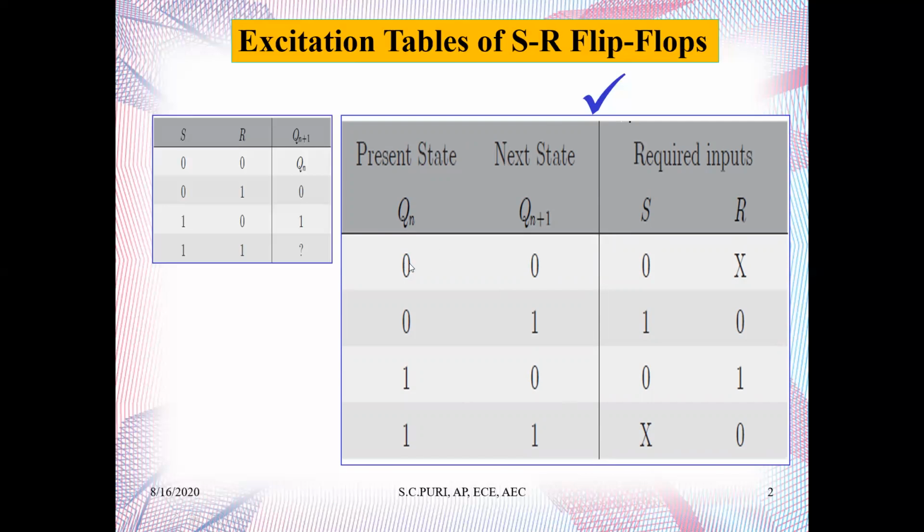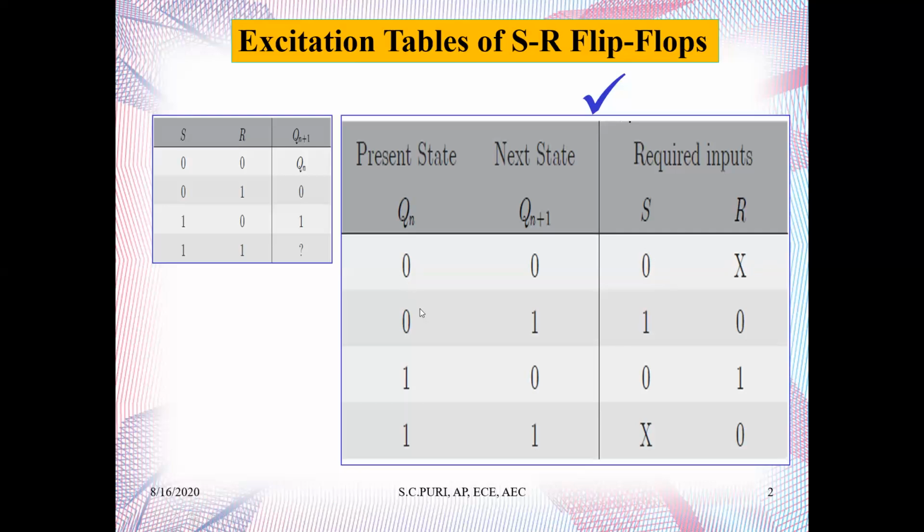When it is 0 to 0, you have to keep in mind that it can be achieved by two conditions: either there will be no change or there will be a reset. So either it will be 0, 0, or there will be 0, 1. In other words, it has to be 0, don't care. Because the don't care condition can take any value, either 0 or 1. So we write down 0, don't care.